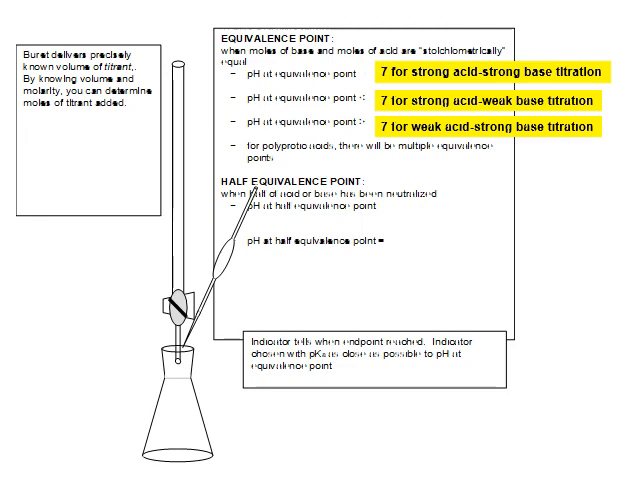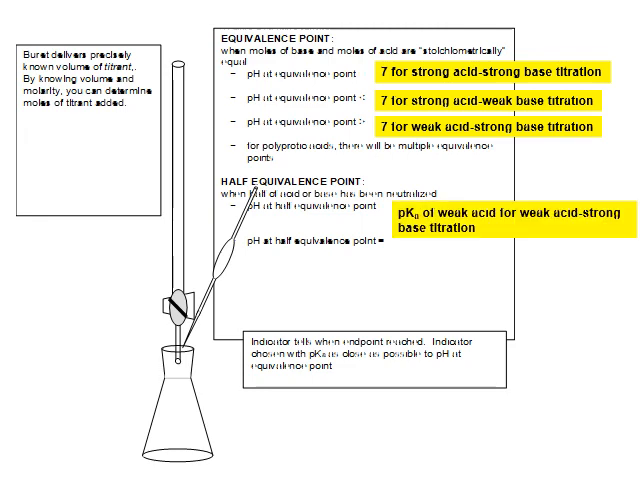What about the half equivalence point? Recall that this is the point in the titration when half the volume of the titrant that is required to reach the equivalence point has been added. At this point, the concentration of the weak acid will be equal to the weak base.